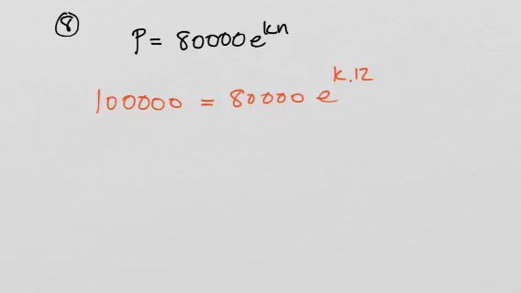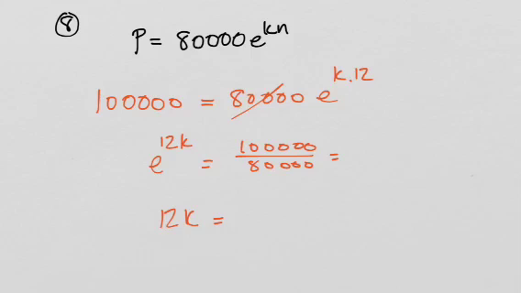Now if I take the 80,000 off that side, I'm going to end up with e to the 12k is equal to 100,000 divided by 80,000. So get my answer to that, get rid of the e, so you get 12k equals, and then get rid of the 12 to get your answer k equals. And that's it.